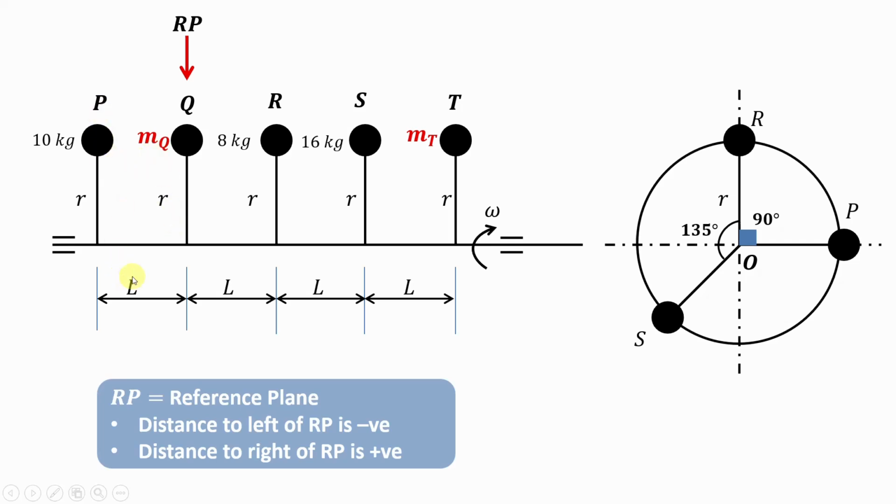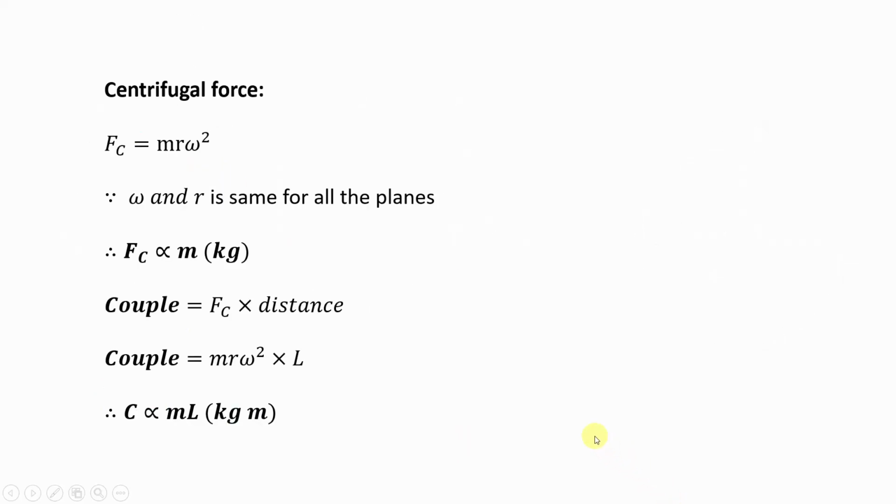So P, according to the reference plane, will have a distance of minus L, R will be at a distance of L from Q, S will be at a distance of L plus L, that is 2L from this reference, then T will have L plus L plus L, that is 3L distance from this reference plane, and Q will have distance from its own as 0. So let us formulate the table for this.